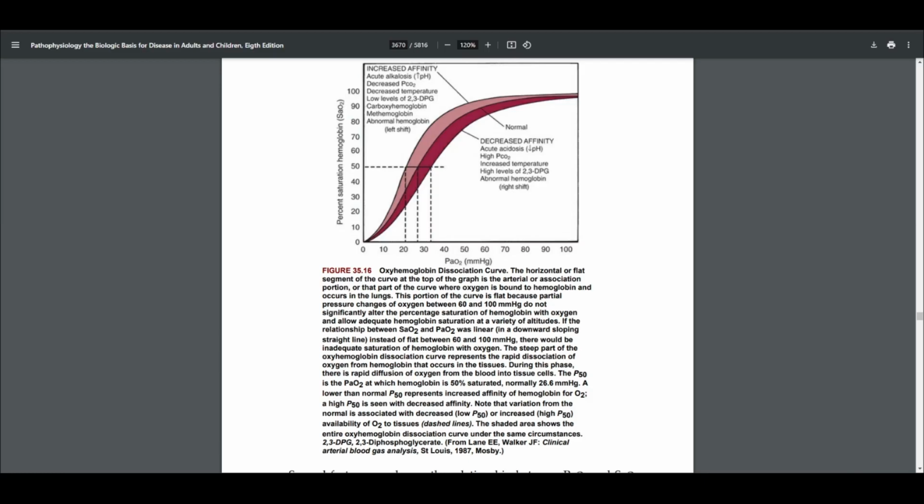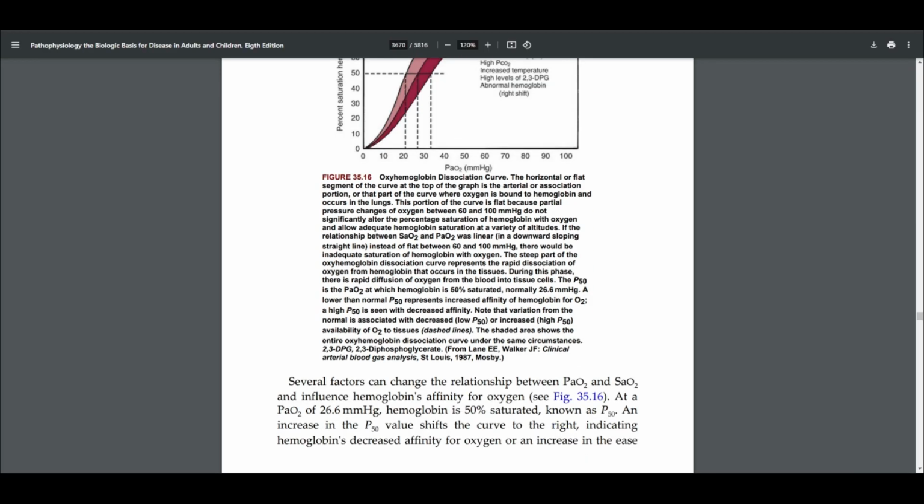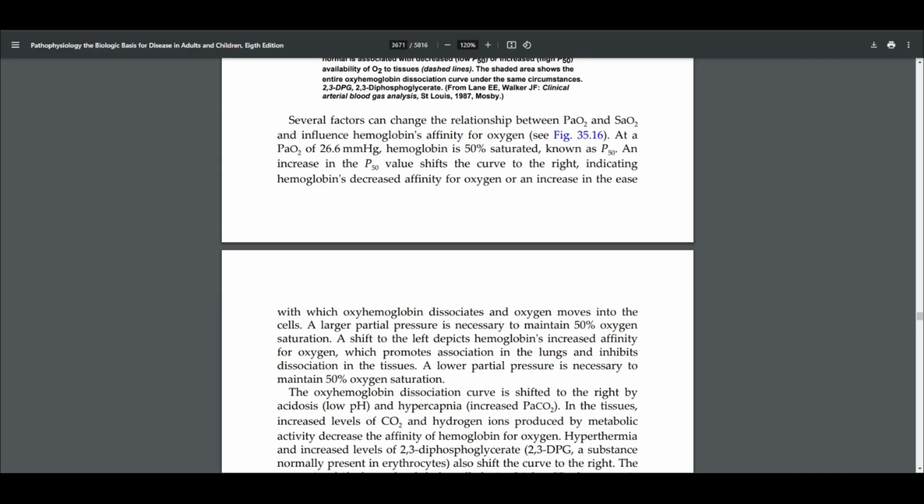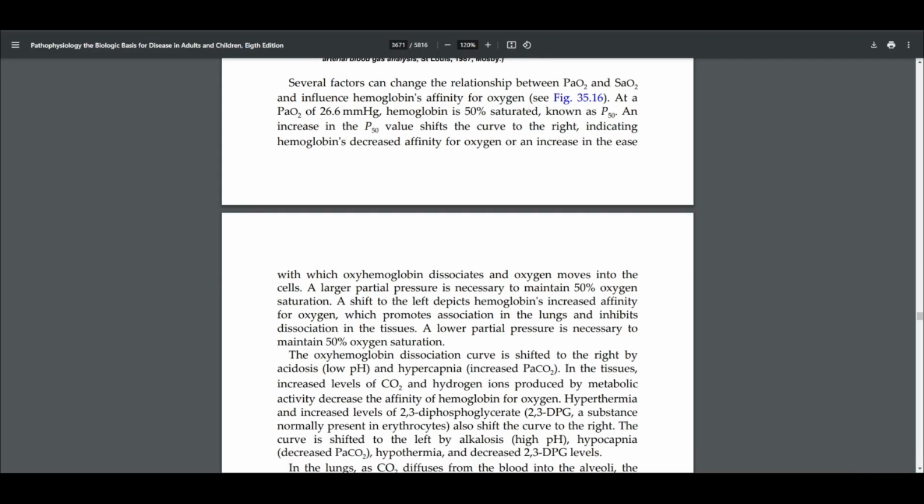The shaded areas show the entire oxyhemoglobin dissociation curve under the same circumstances. Your 2,3-DPG, or 2,3-diphosphoglycerate. So, several factors can change the relationship between PaO2 and SaO2 and influence that hemoglobin affinity for oxygen.